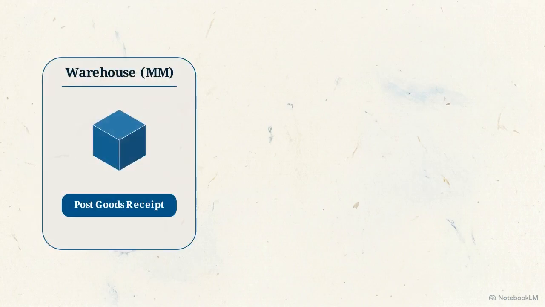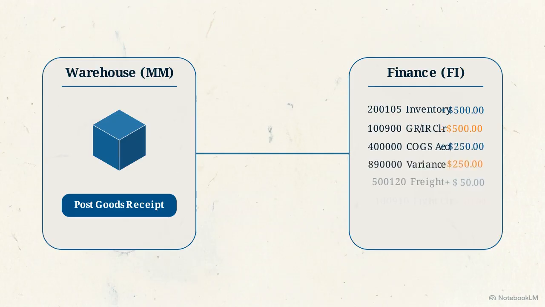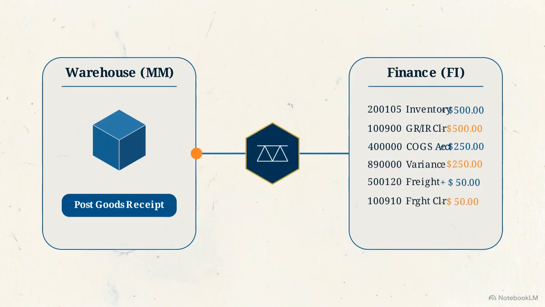You click Post Goods Receipt in the warehouse, and instantly, a cascade of 6-digit financial ledger accounts updates in the background. This automated translation from physical inventory to financial data relies on a hidden configuration bridge known as OBYC.